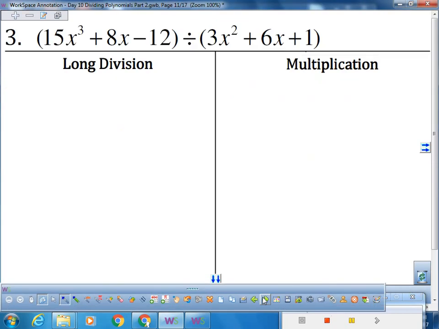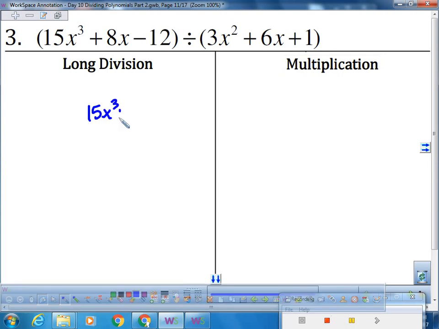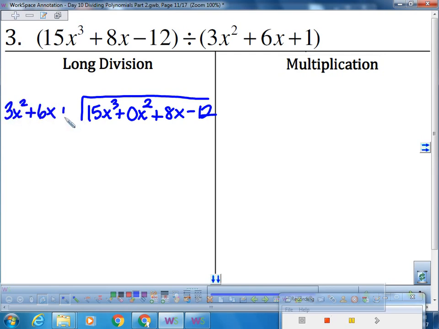So when I look at this problem right here and I want to set this up, it's very simple to go, oh, I'm just going to divide this by this. But I'm missing something here. I'm missing an x squared. So I would start it off as 15x cubed plus 0x squared plus 8x minus 12, all being divided by 3x squared plus 6x plus 1.